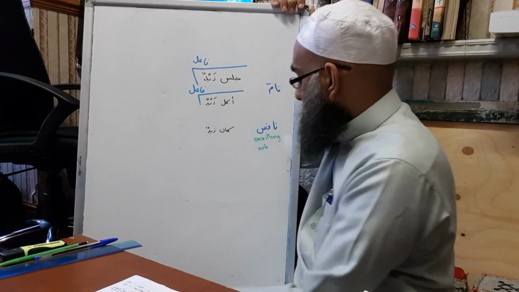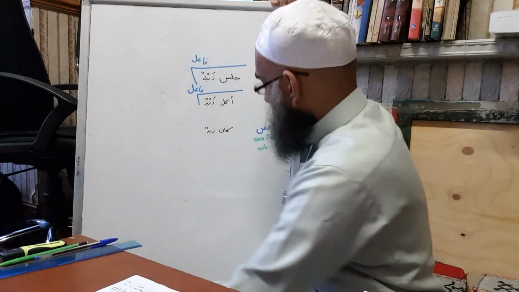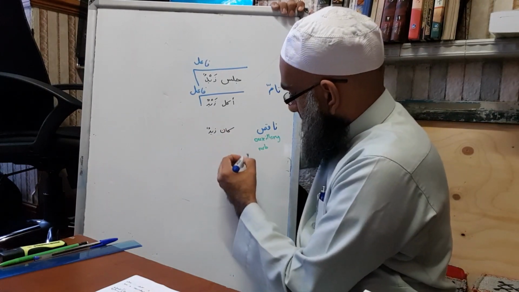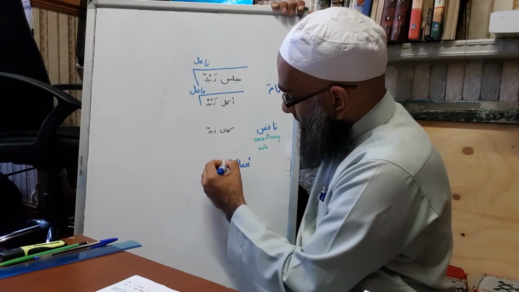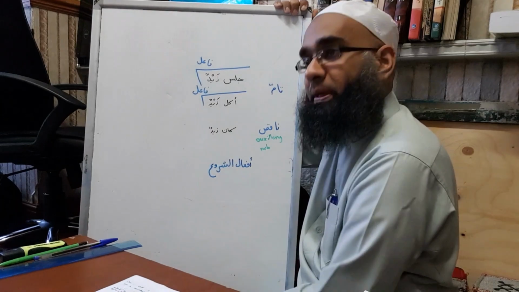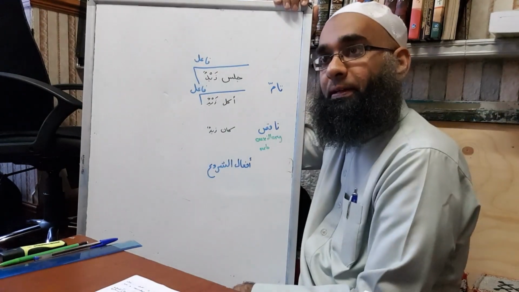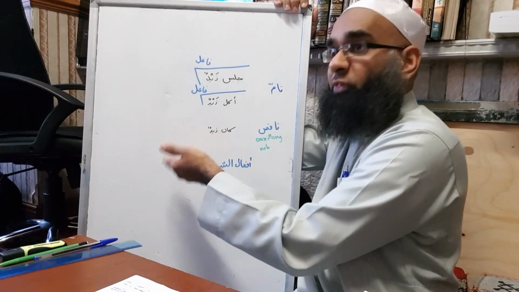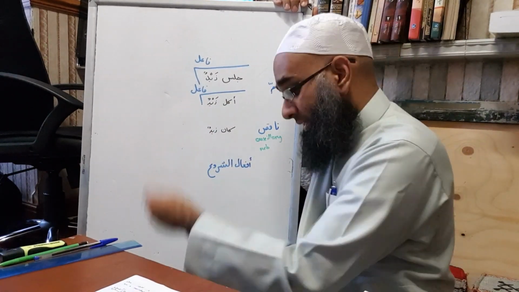But we have another set of verbs, so let me give you something, right? You have verbs called أفعال الشروع. What are أفعال الشروع? Those verbs which show that the main verb is about to begin. Now technically speaking, these are also أفعال ناقصة. Why? Because they fall under the same term. They're not complete on their fa'il. They need to have something else.